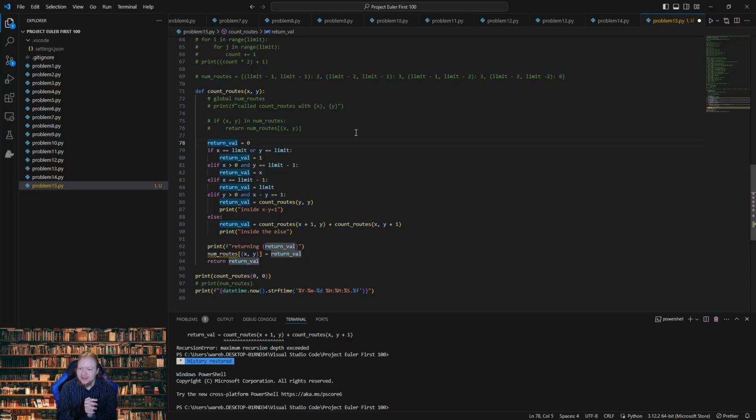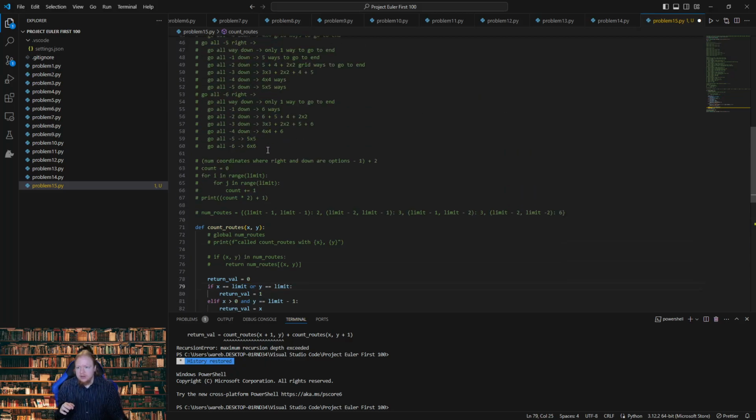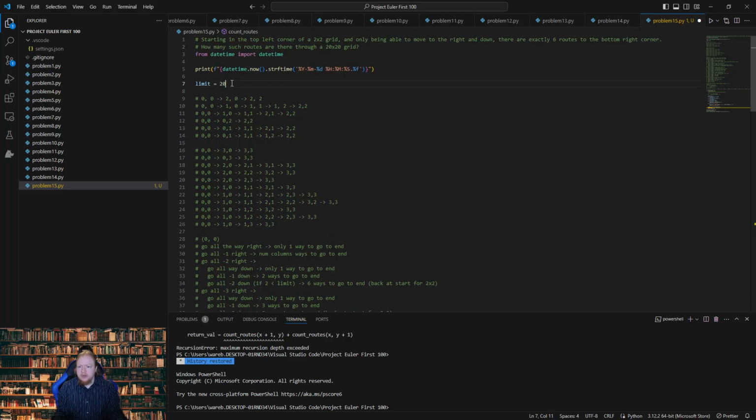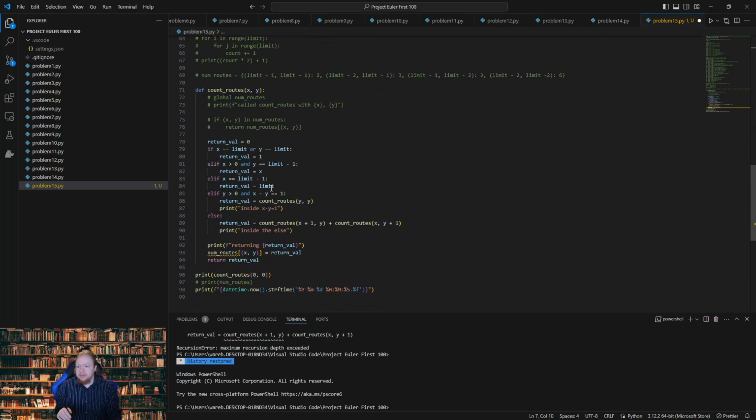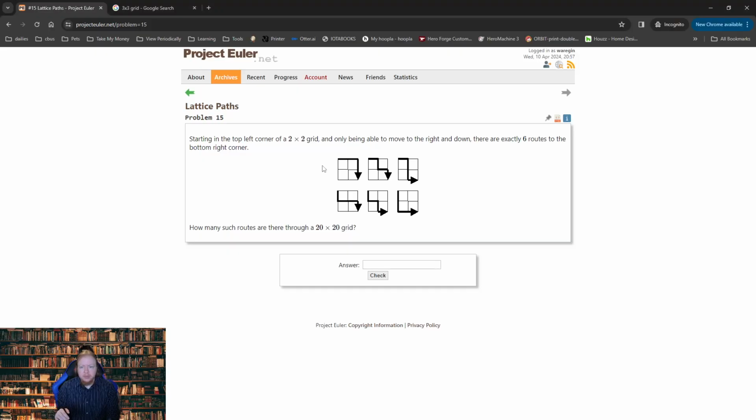But honestly, I think the real key to this is literally just if we hit a limit, that's one route. So in this case, let's go back to the 2x2. I'm going to change my limit back to 2. So we start with 0, 0. Now I'll pull up the picture. We start with 0, 0.